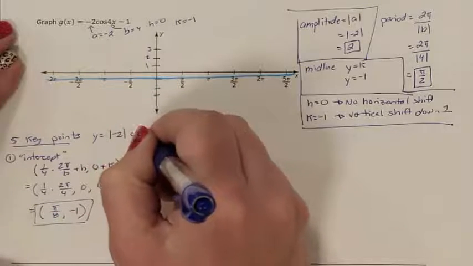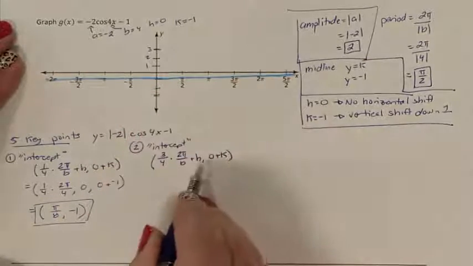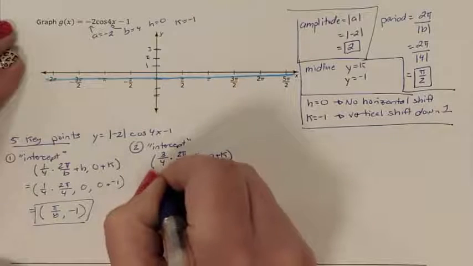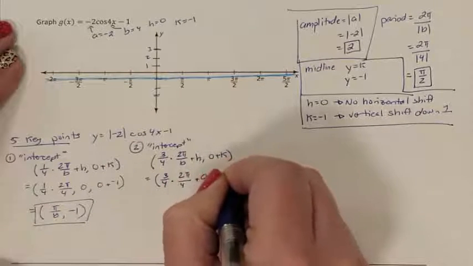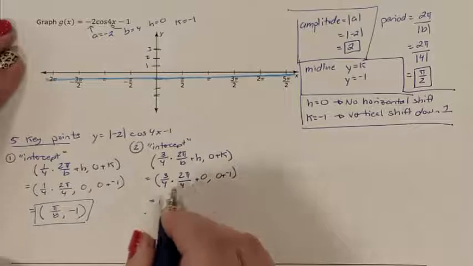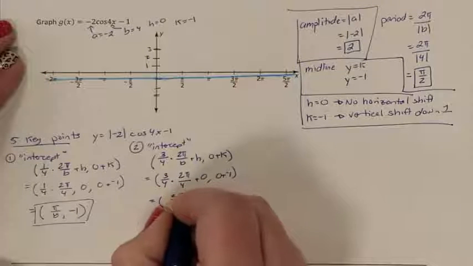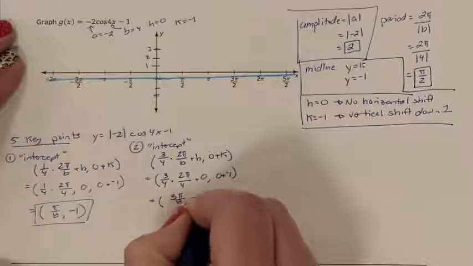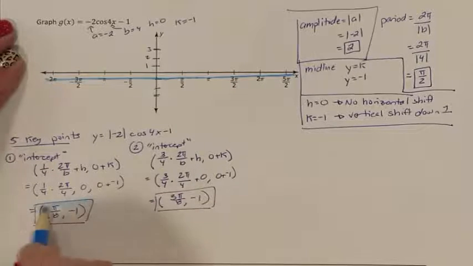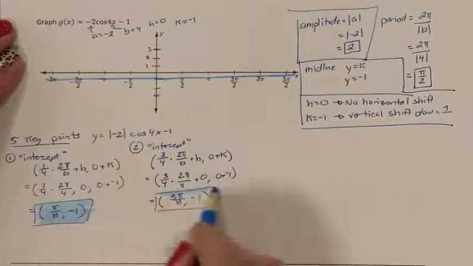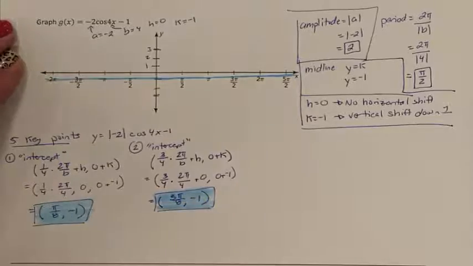My second intercept, taking into account your h and your k movements: my b is 4, my h was 0, and my k is -1. Simplifying this fraction, I get 3 pi 8, -1. These are my points of intersection. We're not going to graph them yet. Let's go ahead and find the other points.